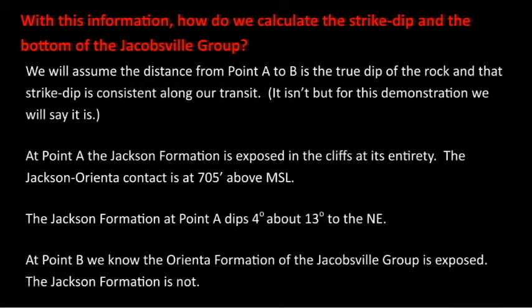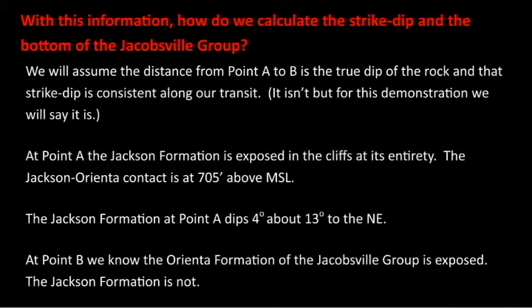All right, so first, we'll assume that the distance from point A to B is the true dip of the rock. Strike and dip is consistent along our transit. That means it doesn't change. It's consistently what it's going to be. It isn't, but for this demonstration purpose, we'll say it is, and that comes back to the Presque Isle thing, because you can see the Little Presque Isle from the shore, and you can see the bed of the Jacobsville kind of dip towards you, which means southwest. And on the mainland, dips are kind of perpendicular to the basic outline of the coast. But for this purpose, we're just going to say it's consistent and everything is simple, for simplified purposes.